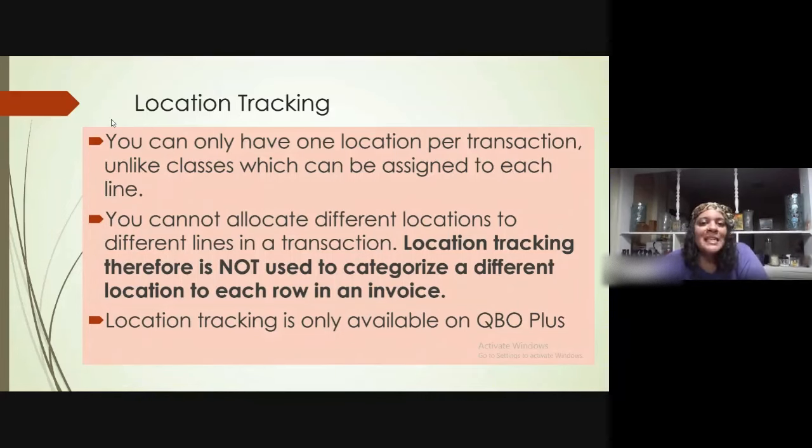Location tracking, therefore, is not used to categorize a different location to each row in an invoice. So that might be, let's say, a true and false question. So if they don't have the word not in there, then it'd be false. So location tracking is not used to categorize a different location to each row in an invoice. Location tracking is only available in QBO Plus and Advanced. Whenever I say Plus, obviously, you should know that means it automatically is also available in Advanced.